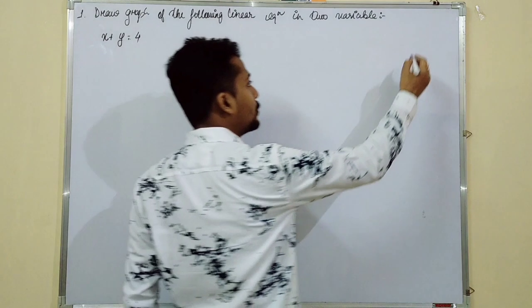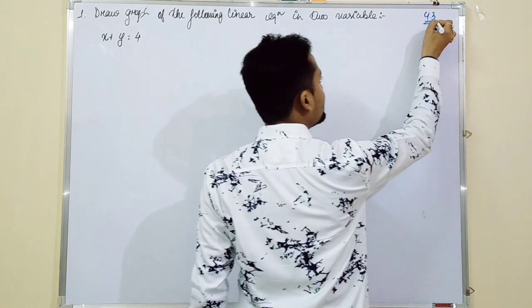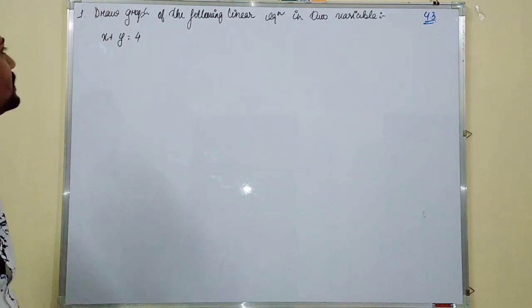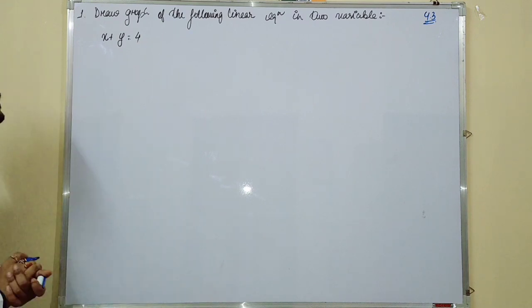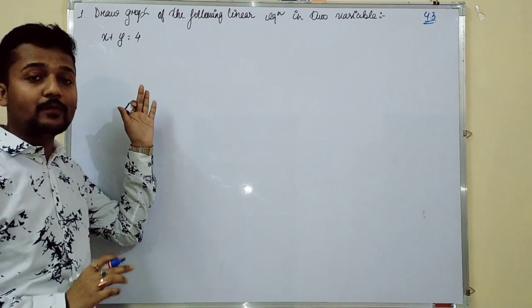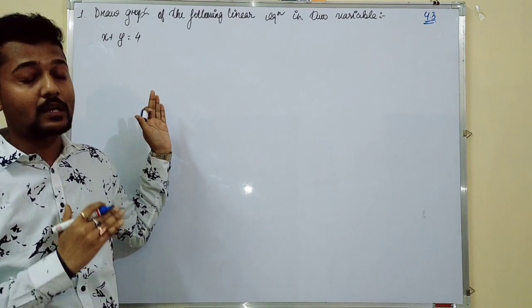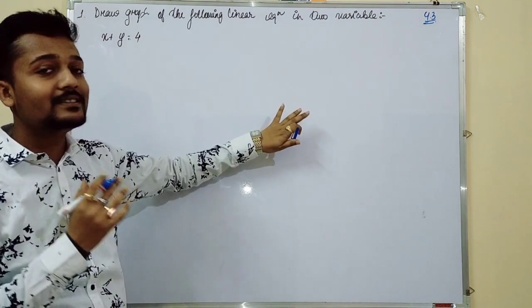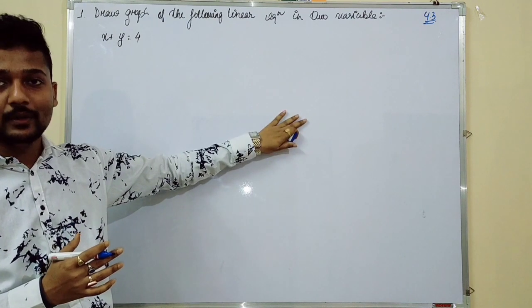So this is exercise 4.3. Question number 1. Draw the graph of the following linear equation in two variables. That means the equation is given. We have to find the solution of the given equation and represent it on a graph paper. Since we don't have a graph paper, I will be doing it on the board.